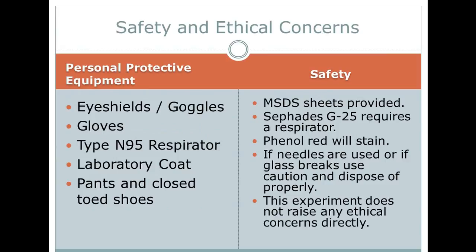For this lab, standard personal protective equipment, or PPE, will be used, including laboratory coats, goggles, pants, and closed-toed shoes. In addition, when Sephadex G25 is being handled, a type N95 respirator will be worn, as stated by the Sigma Aldrich chemical MSDS sheet. Also, because phenol red is a stain, gloves will be worn at all times. Proper MSDS sheets and disposal containers will be on hand at all times.